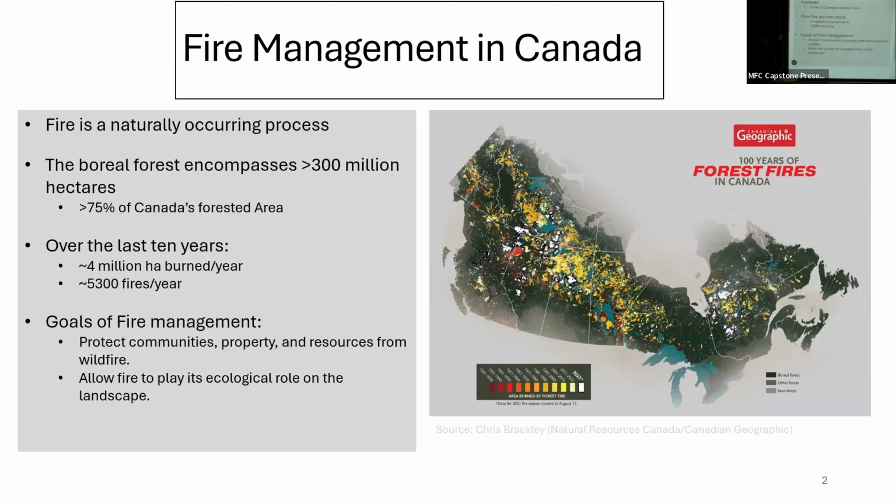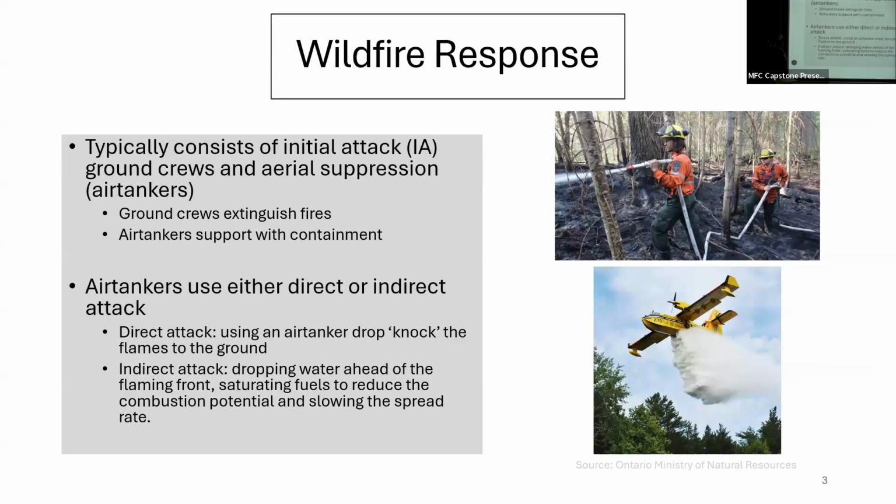Wildfire management in Canada is a provincial responsibility, with the goals of management being twofold. The first goal is to protect communities, property and resources from wildfire, and the second goal is to allow fire to play its ecological role on the landscape. So when a wildfire is first discovered, the response phase begins with what we call initial attack. Initial attack typically consists of a ground crew supported by aerial suppression. Ground crews carry out aggressive initial attack operations to limit or reduce fire intensity and prevent fires from escaping. The role of aerial suppression is to support these containment efforts by reducing challenging fire behavior to a level that ground crews can then get in safely and effectively manage these fires.